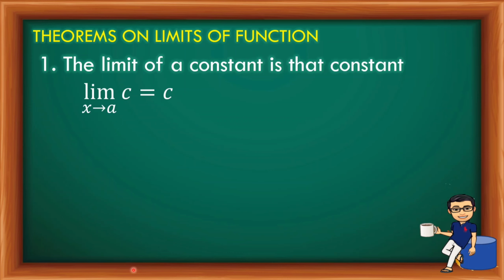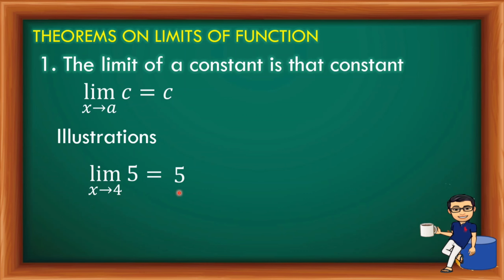As an example, let us have this. Limit of 5 as x approaches 4. To determine our answer, what we need to look at is the constant. As we look at the symbol, the constant is C. With this example, our constant is 5. Hence, that will be our answer. Therefore, we have limit of 5 as x approaches 4 is equal to 5.